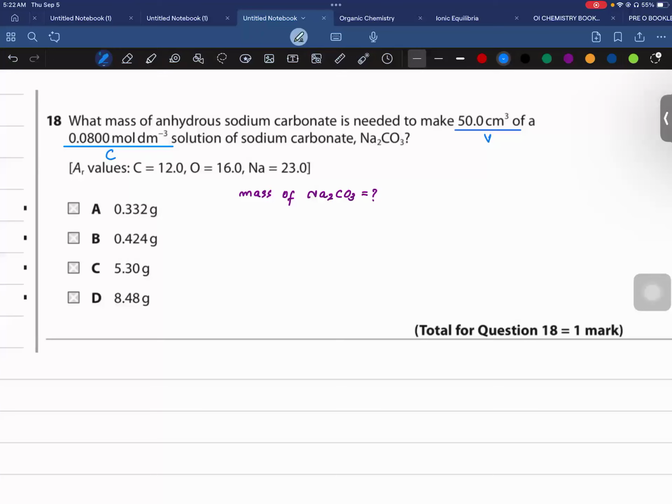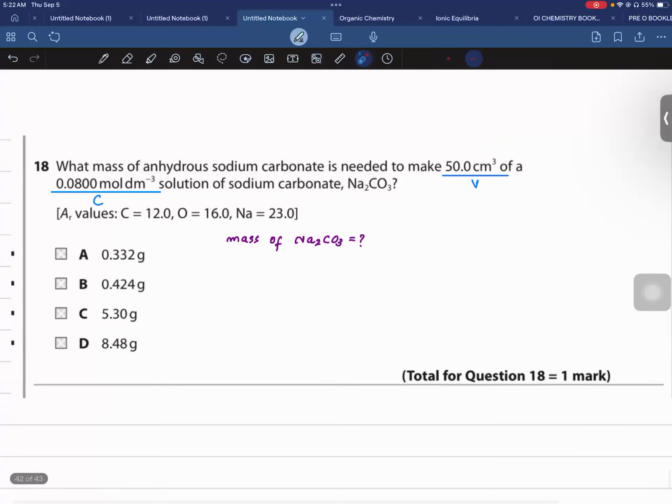Yes or no? Mole is already given, right? No, where is the mole? 0.08 is mole per dm cube. This is the concentration. Mole per dm cube is the unit of concentration. So this is not moles, this is concentration. And the volume is also given to you. So you would be using moles per dm cube and cm cube, that is the volume.